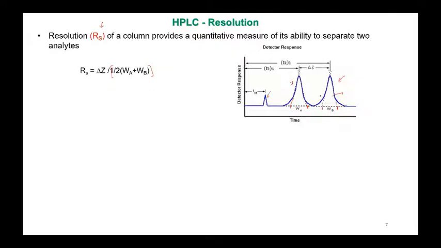And what is delta Z? Delta Z is the distance between the peak point for compound A and the peak point of compound B. If you take the difference, what is the gap size? That is delta Z. Then resolution by definition will be RS is equal to delta Z by half of WA plus WB. So that is the definition mathematically expressed.